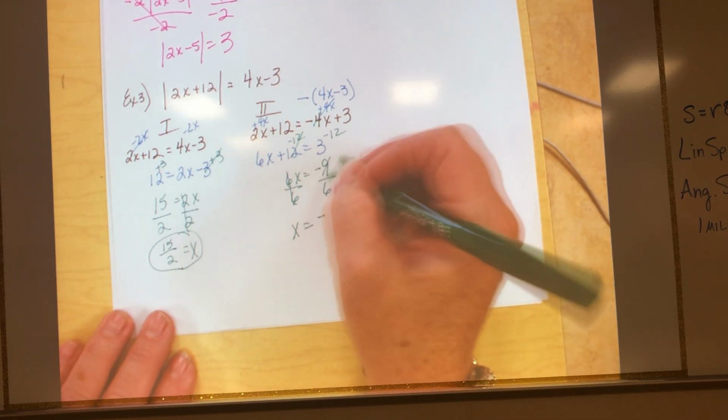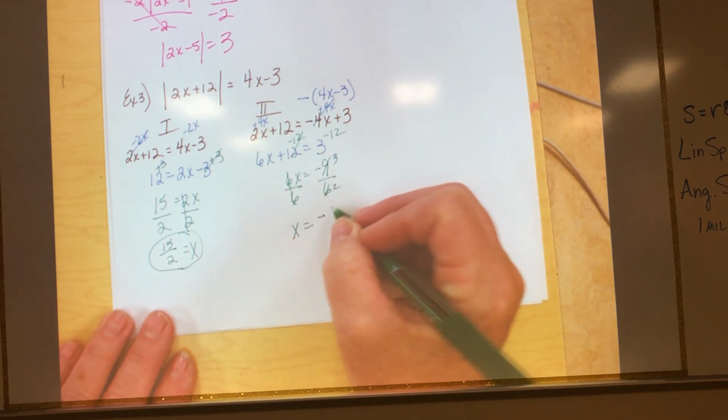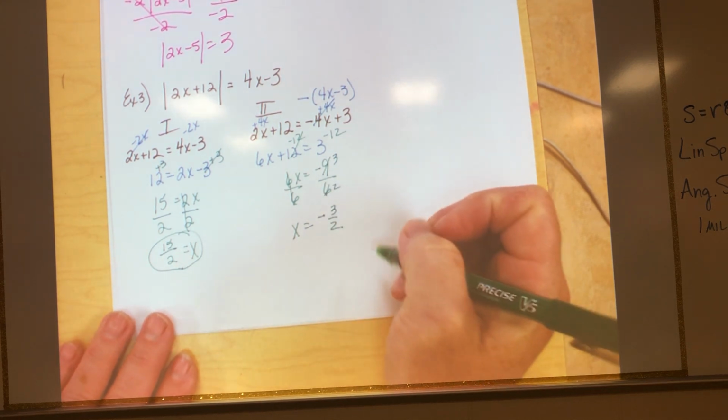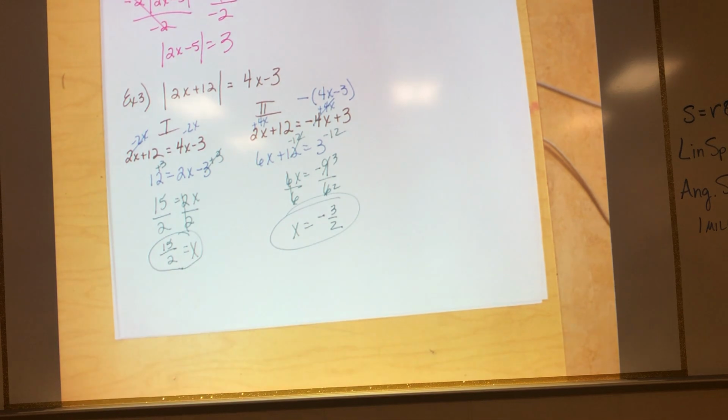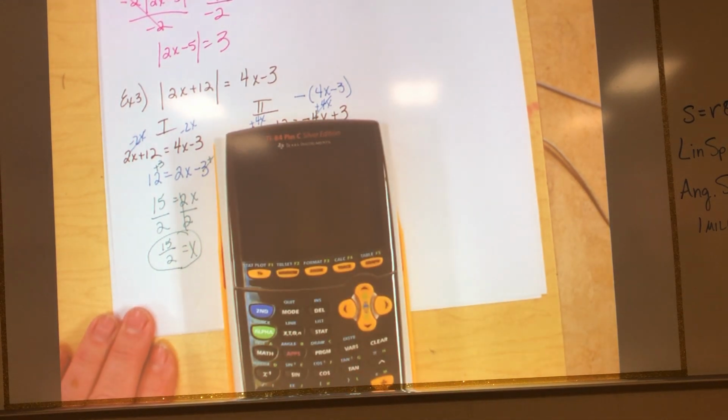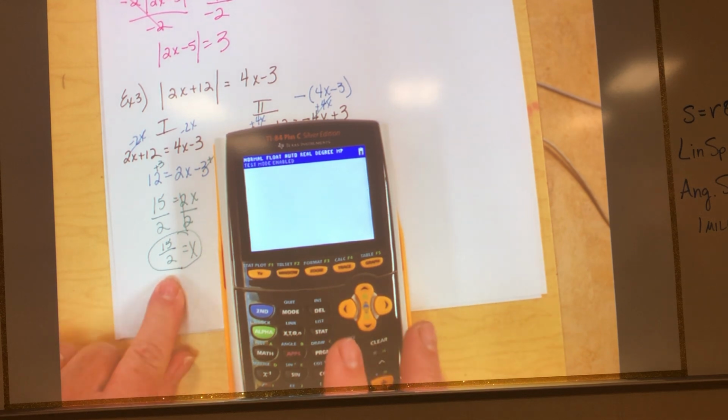3. Okay? 3 goes into here 3. 3 goes into there 2. So 3 halves. Okay? Now what am I going to do? Plug them in. Check. I'm going to plug them in and check. Okay? So I'm going to plug this guy in.